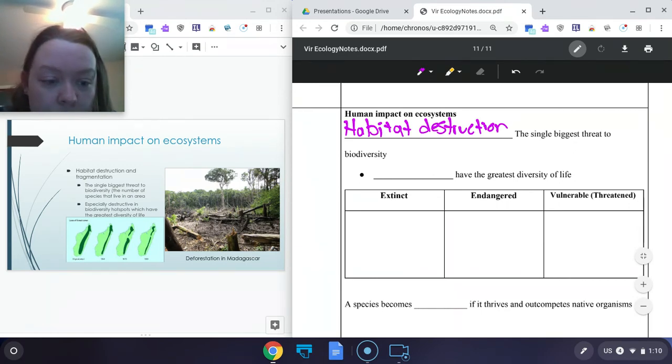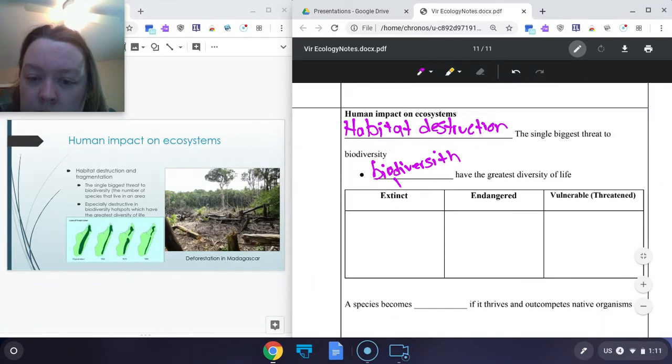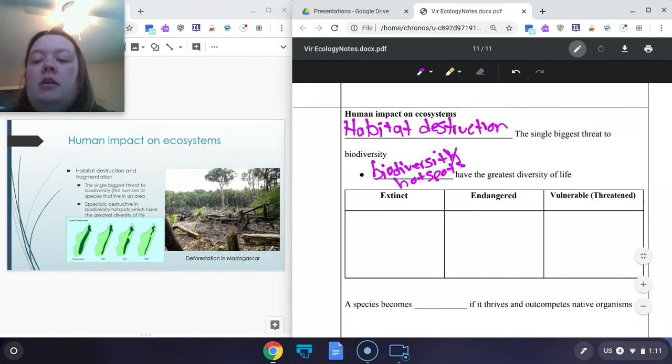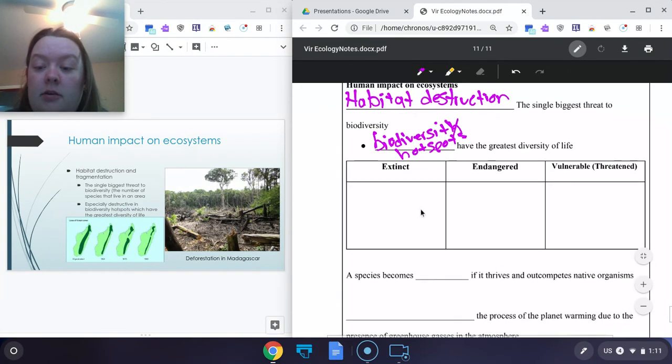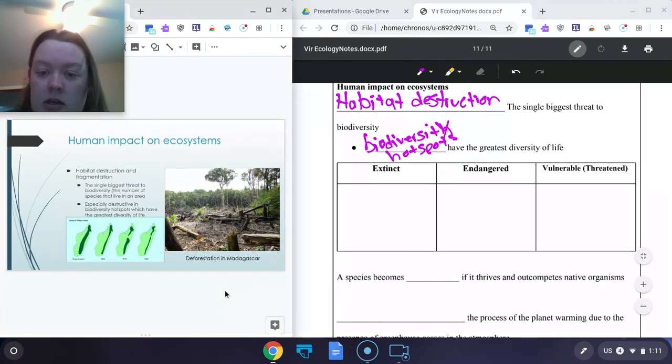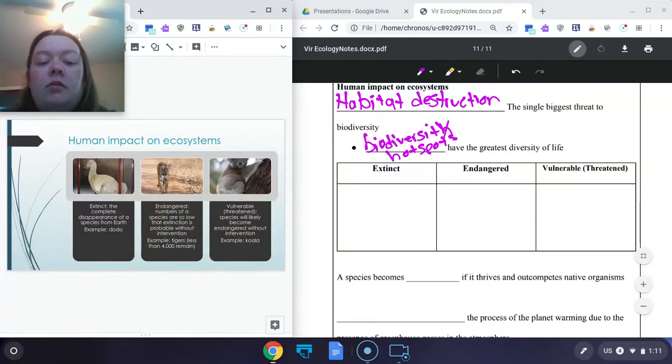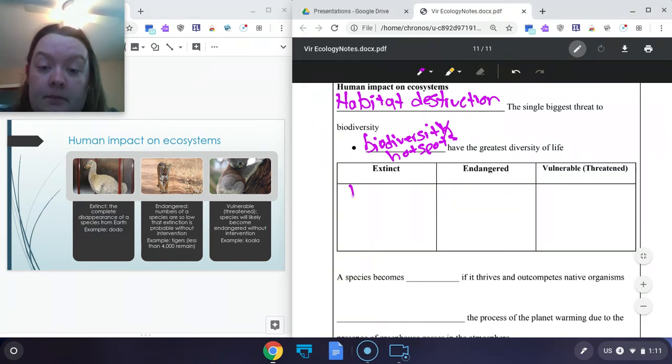So we're going to say especially destructive in biodiversity hotspots. Biodiversity hotspots have the greatest diversity of life. Therefore, humans are going to have the biggest impact there because there is the biggest number of things that they can harm. One thing that can happen due to humans and human activity is extinction of organisms, which is the disappearance of an entire species. So it no longer exists.